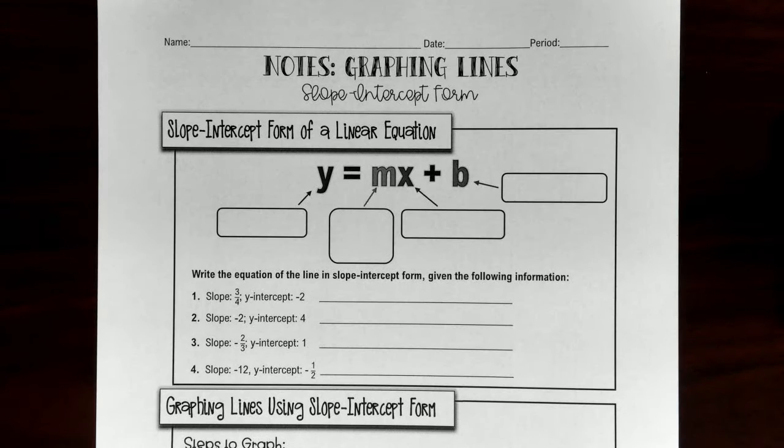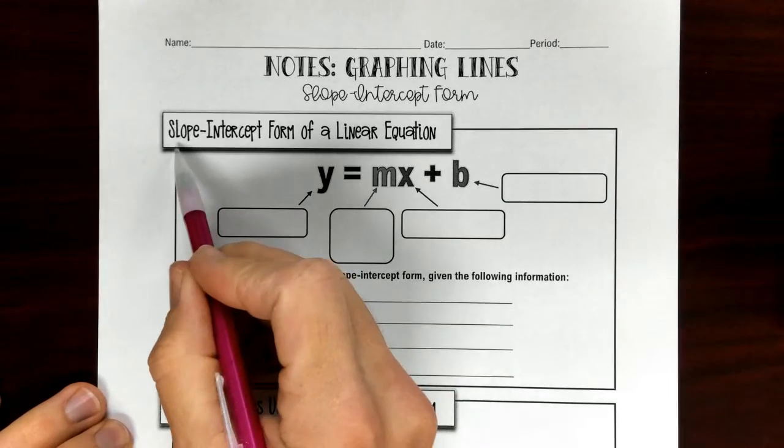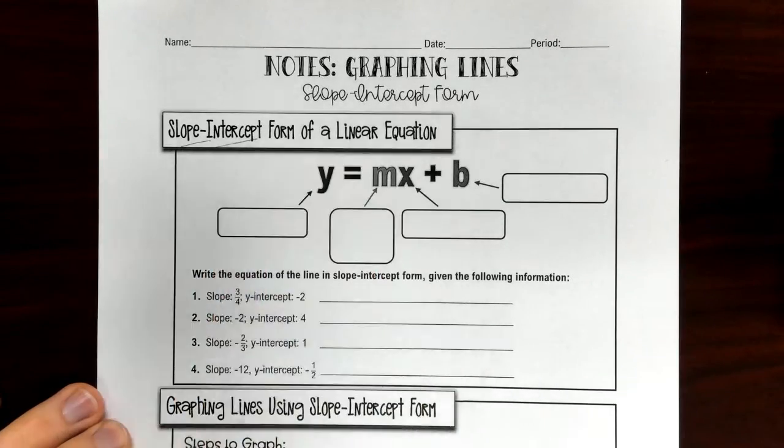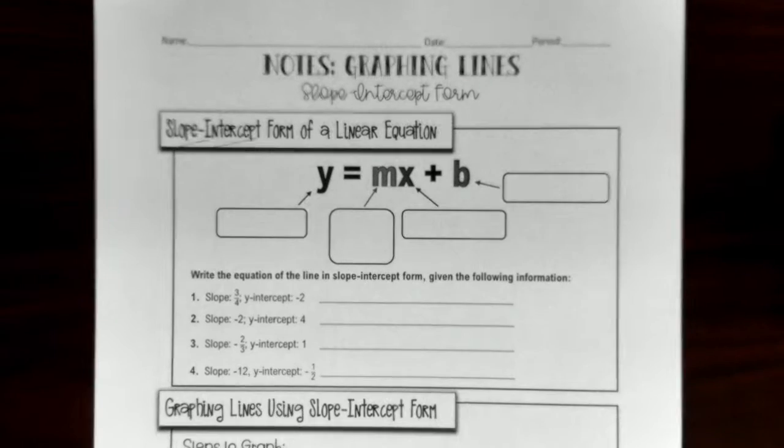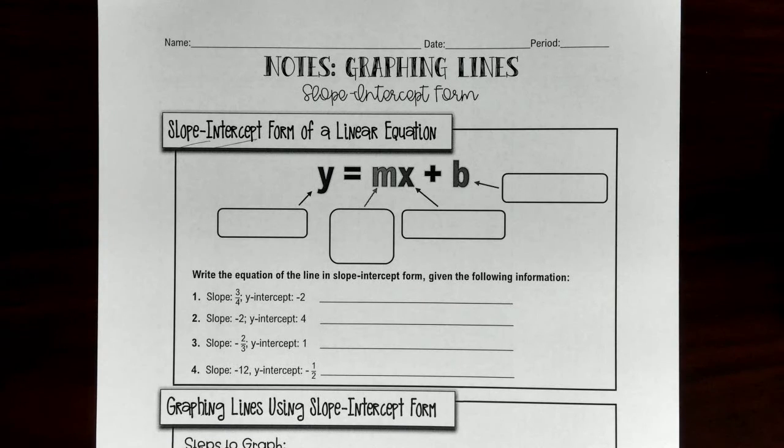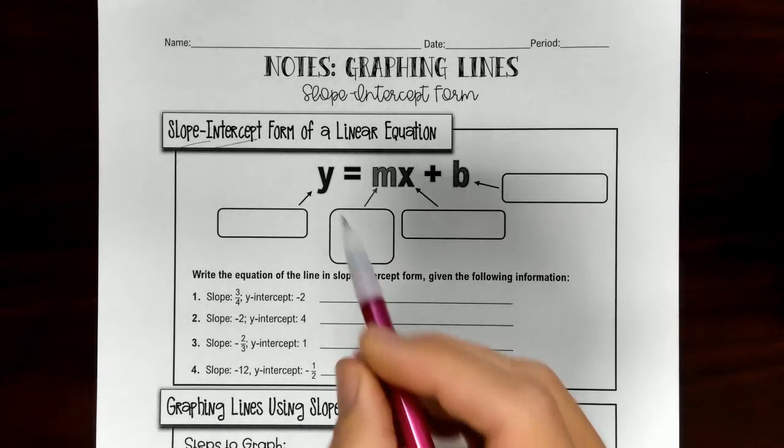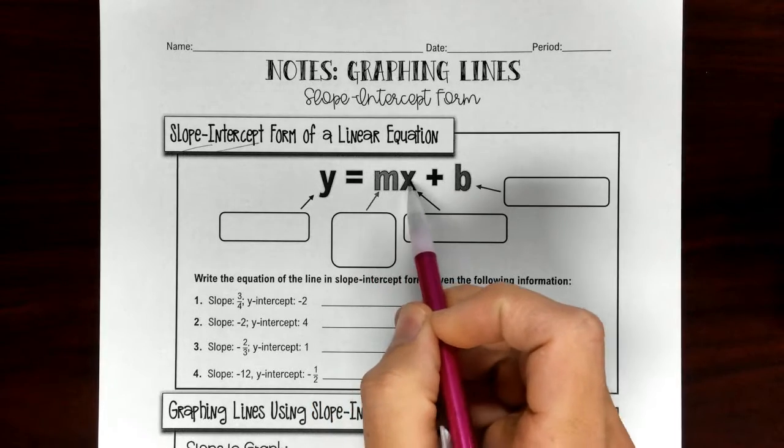Today we're going to review graphing lines from what we call the slope-intercept form. We kind of talked about this yesterday and on Wednesday. Again, slope-intercept form is y equals mx plus b.